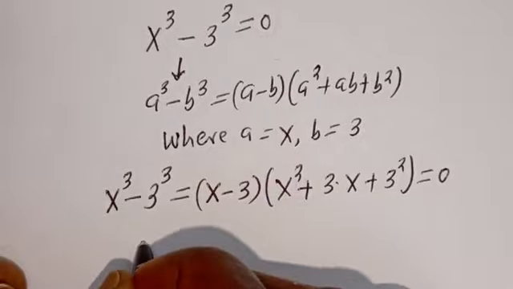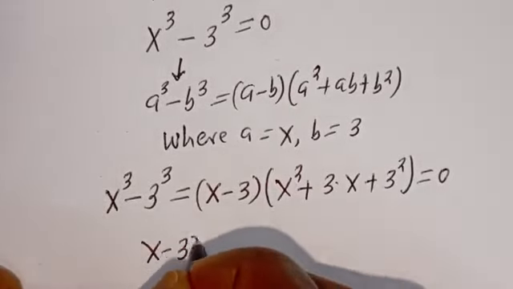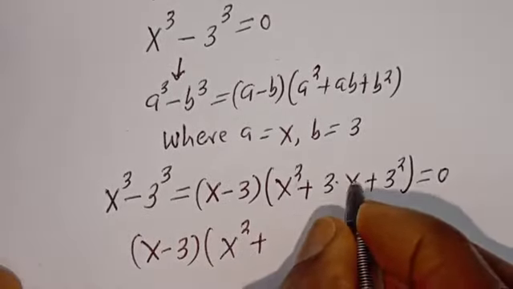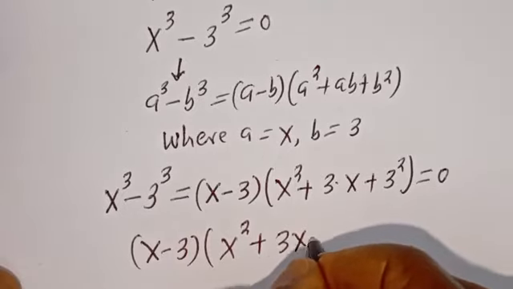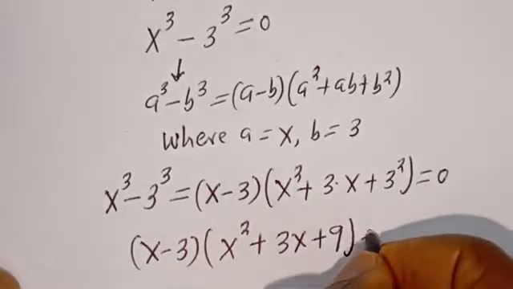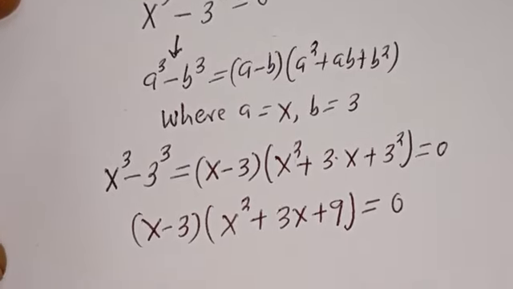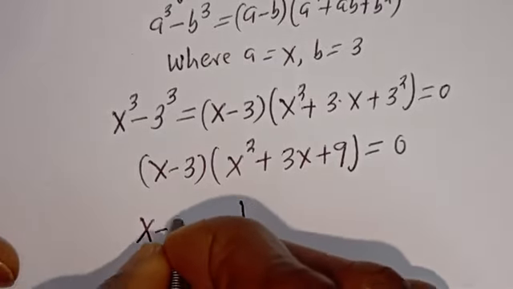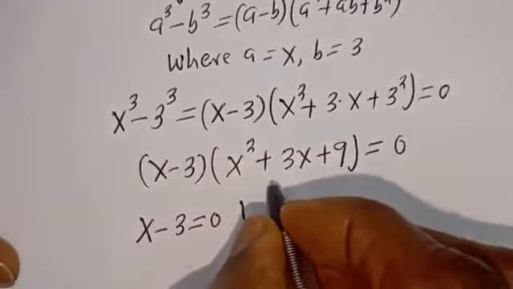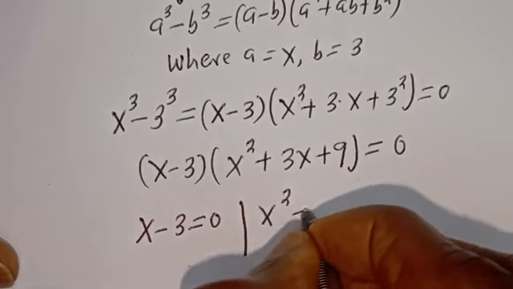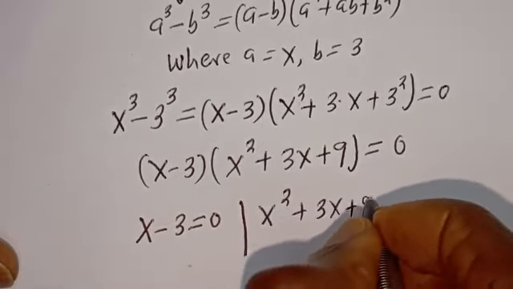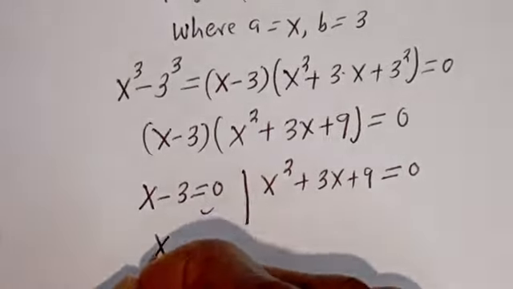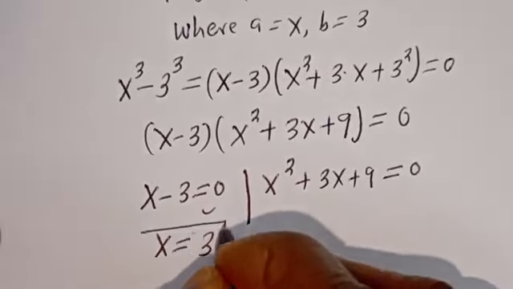Then here we have s minus 3 bracket s square plus 3 multiplied by s. This is 3s plus 3 square, 9 is equal to 0. Then there are two cases here. The first case is s minus 3 is equal to 0, and here the second case is s square plus 3s plus 9 is equal to 0. Then from here s is equal to 3. This is the first value of s.